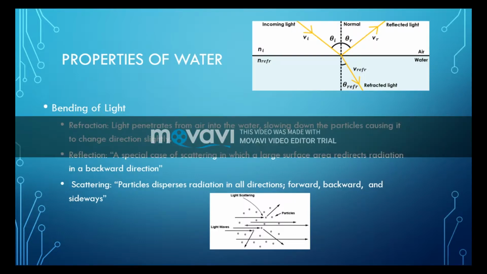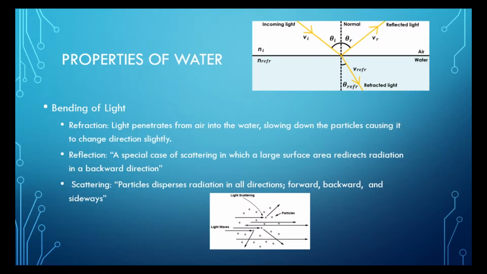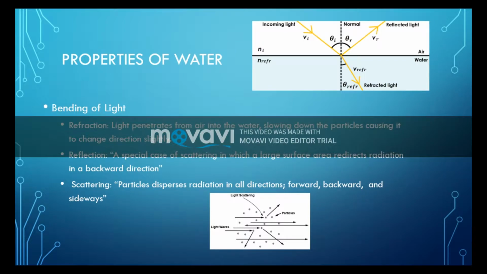The reflection is a special case of scattering, in which a large surface area redirects radiation in a backwards direction. So this would be the sea surface reflecting light as it gets hit by this incoming radiation of the sun. Scattering, which can be seen at the bottom, is particles disperse radiation in all directions, either forward, backward, and sideways. And you can see this as the light waves are coming from the left to the right, and they are hitting the individual little particles and then therefore refracting, bouncing off, and going in any direction.